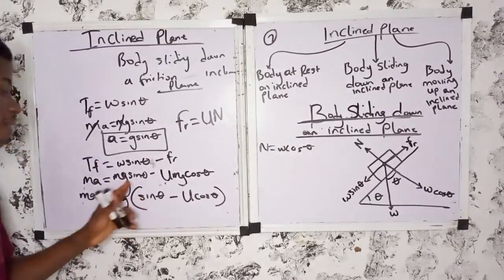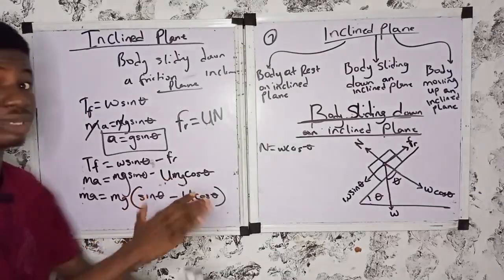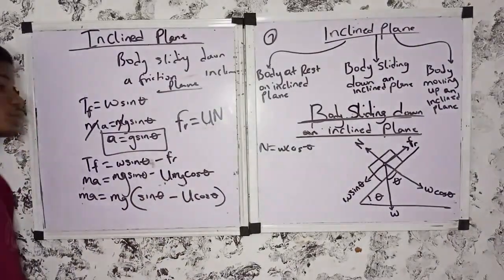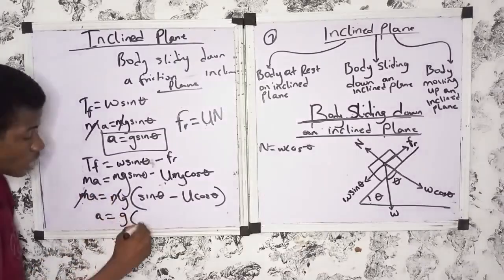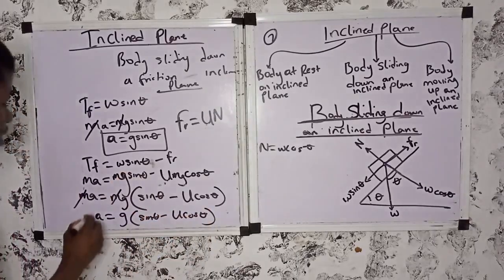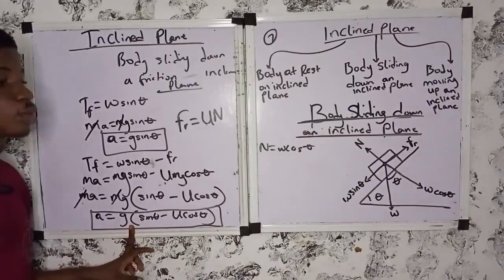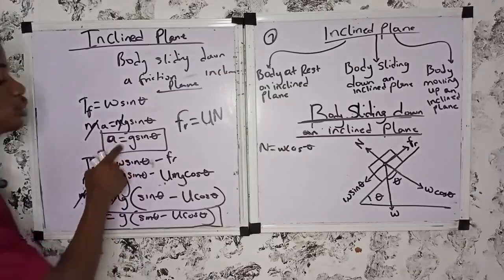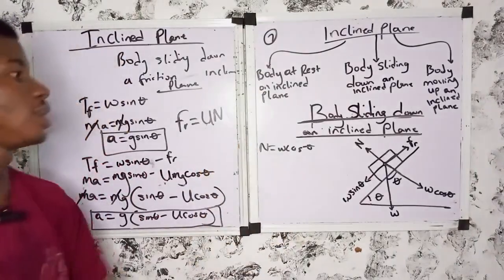It's the same thing. Mg multiplying sin theta, we have mg sin theta. Mg multiplying u cos theta, we have u mg cos theta. So we arrive with something like this, right? Now what are we looking for? We're looking for the acceleration, right? So this m will cancel this m. We'll be left with a equals g, bracket open, sin theta minus u cos theta. So that is just it. This is the acceleration when the body is sliding down a plane that has friction, while this one is the acceleration when the body is sliding down a plane that does not have friction. Okay, so that is just it.